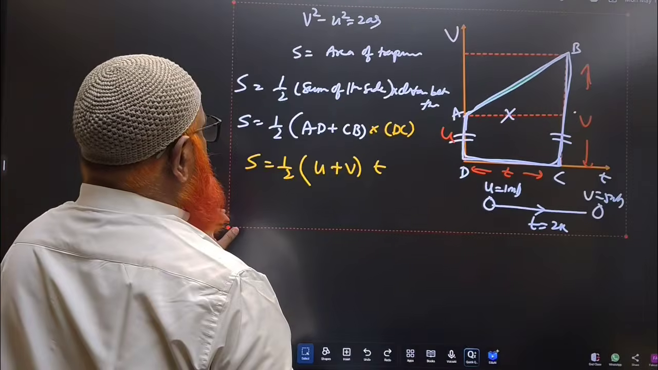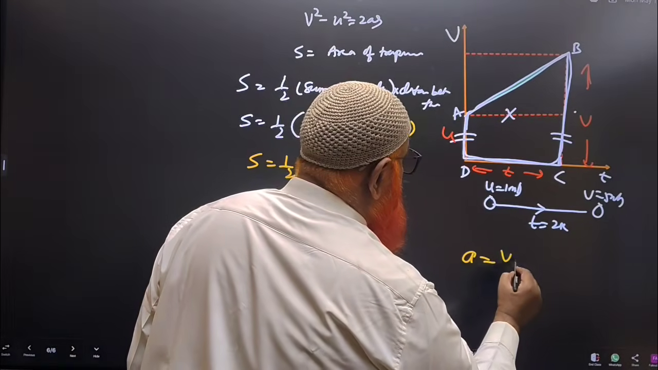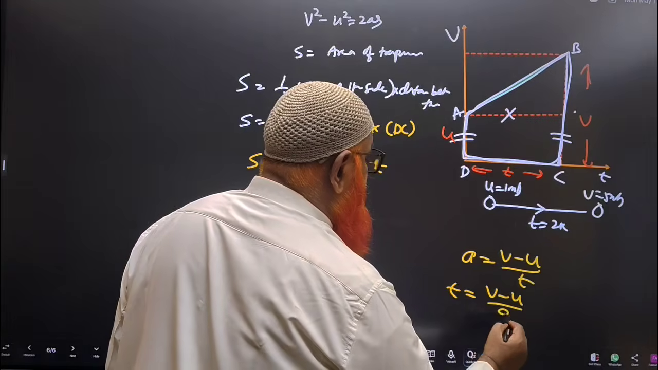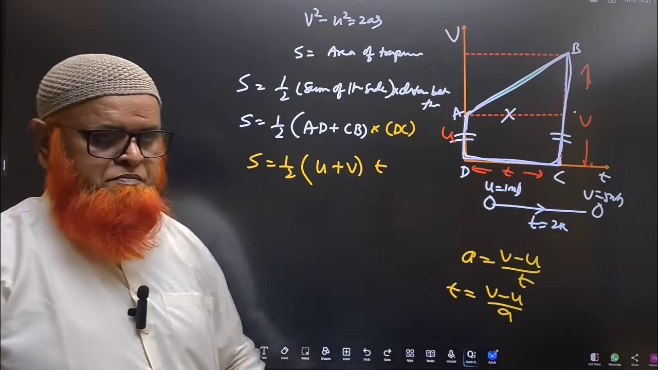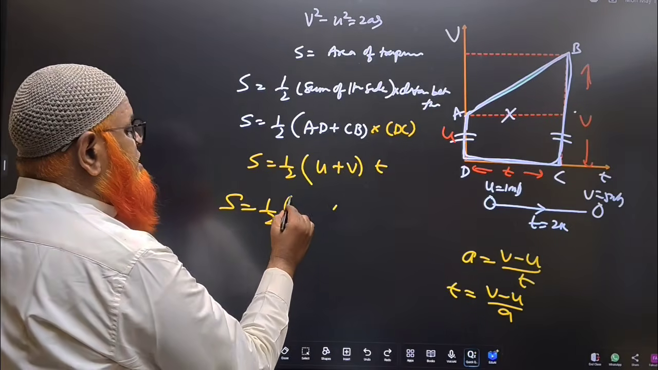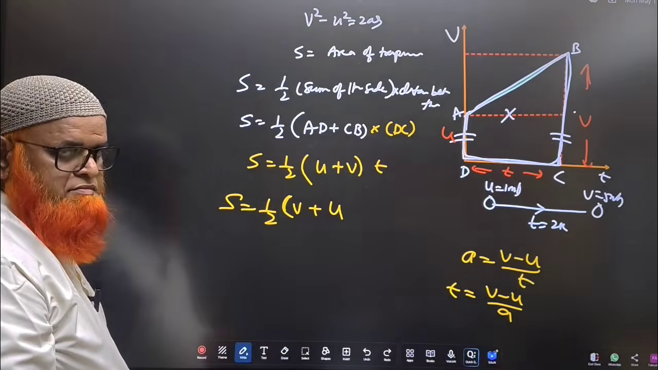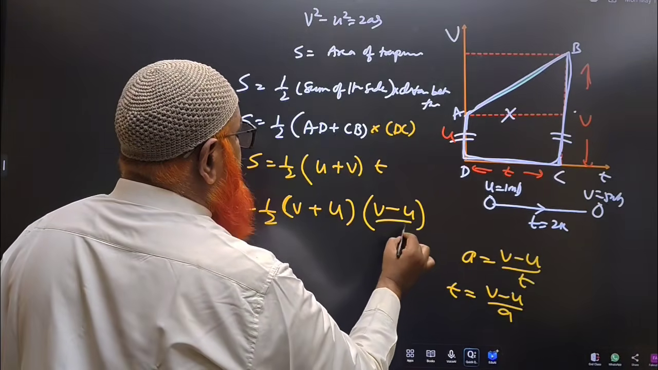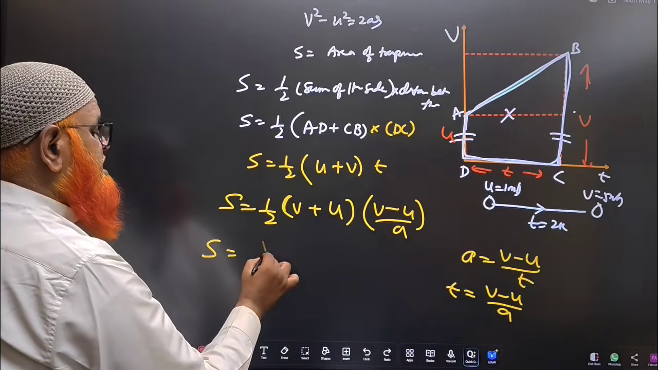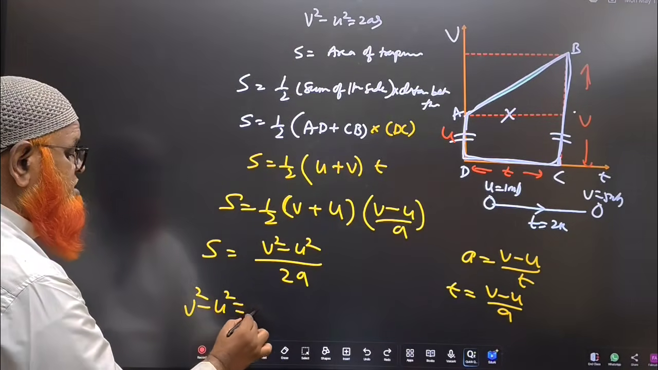But I want, okay, what I want, v square minus u square is equal to 2as from this. And you all know a is equal to v minus u by t. From this, can you write this as t equals v minus u by a? t goes upwards, a comes down. So this can be taken as s is equal to half into u plus v, or you can also write this as v plus u. Okay, 2 plus 3, 3 plus 2, 5. So s is equal to half into v plus u into v minus u by a. Okay, so a plus b into a minus b is a square minus b square. So I write now v square minus u square is equal to 2as.